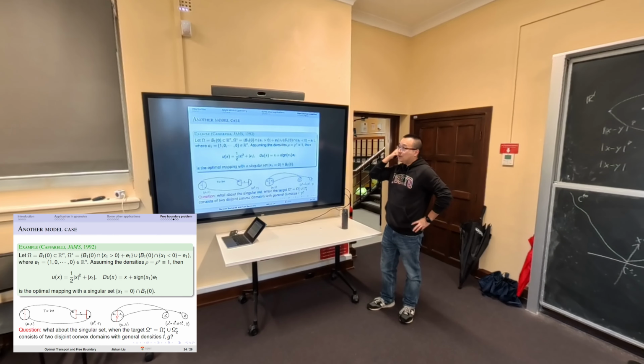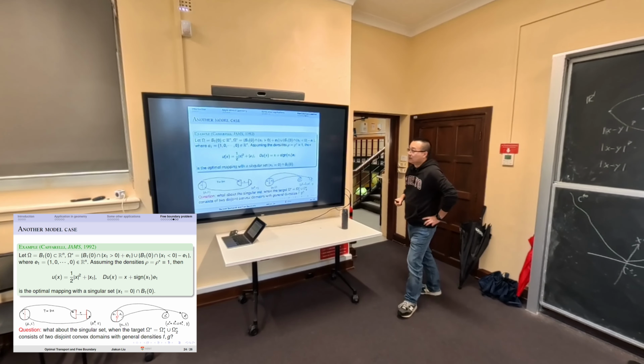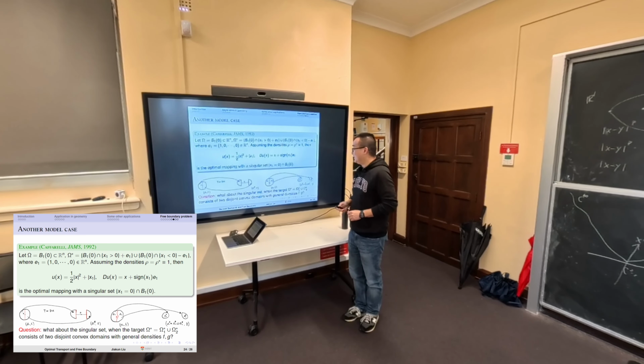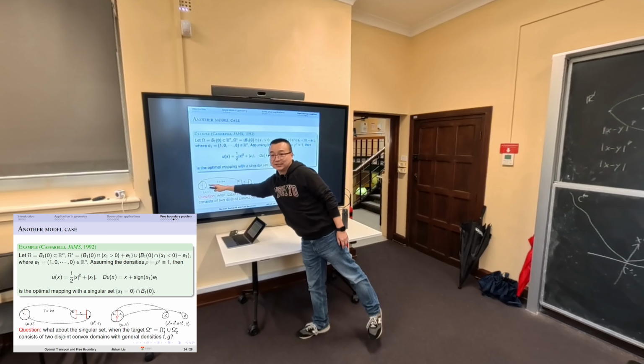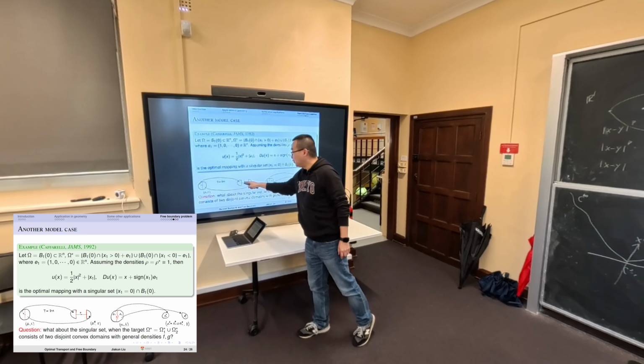So the last example I'm trying to talk about is a very interesting model. It's a very typical example in optimal transport. So imagine the initial domain is a round disk, a unit disk, and the target is two half disks. They separate from each other, okay?